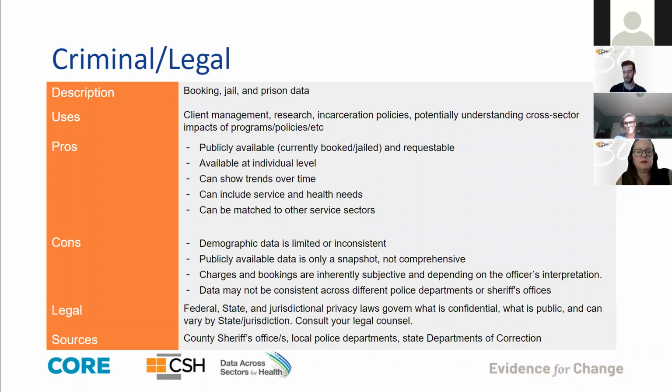Publicly available data, like when you're looking at something like the count in the jail, is a snapshot. It's not a comprehensive look at the flow of the system over time. Charges and bookings are inherently subjective, depending on an officer's or many officers' interpretation. A lot of people are in jail without having been in court yet, and they're held there. It's not necessarily an admission of guilt by somebody being incarcerated. And data may not be consistent across different police departments or sheriff's offices.